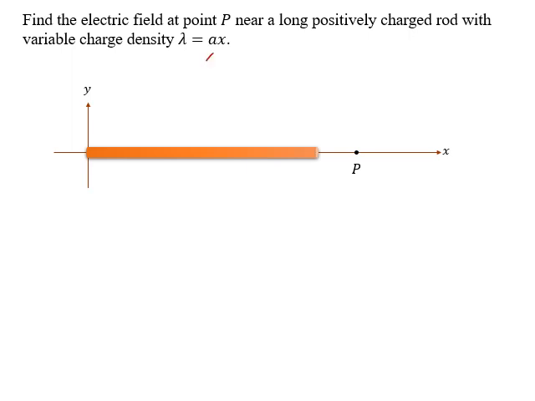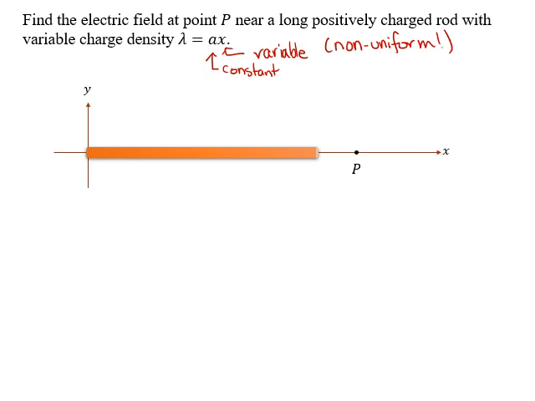So here A is a constant, and X is going to be a variable. So the charge density is not uniform. Where X equals 0, right here at the origin, the charge density is 0. Up here where X is the biggest, the charge density is the biggest. So this is non-uniform, but we can still do it following our steps from our previous examples.